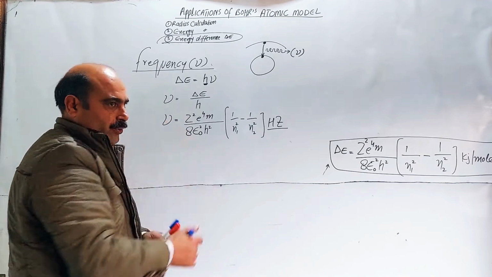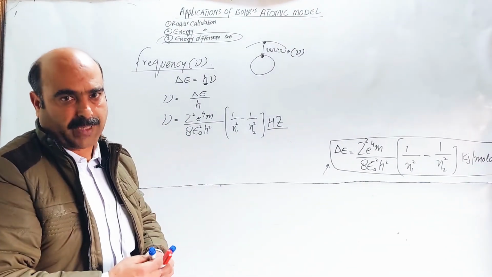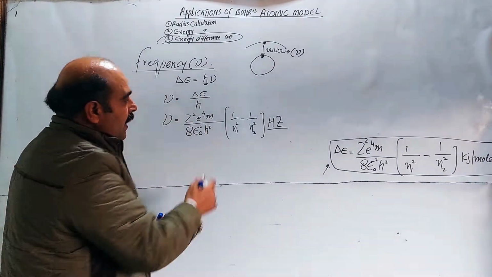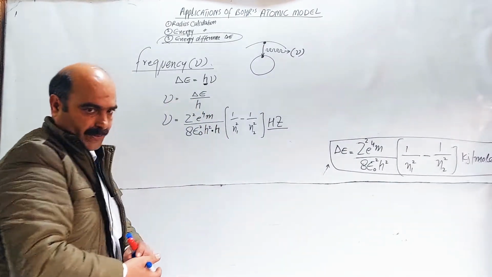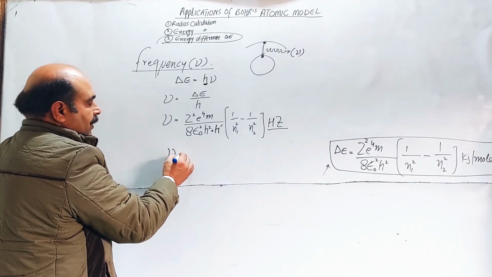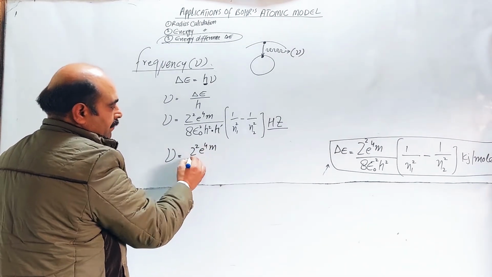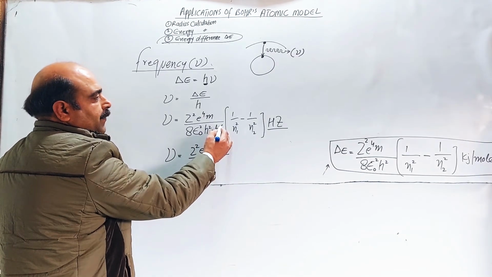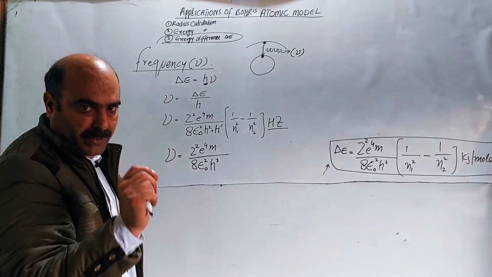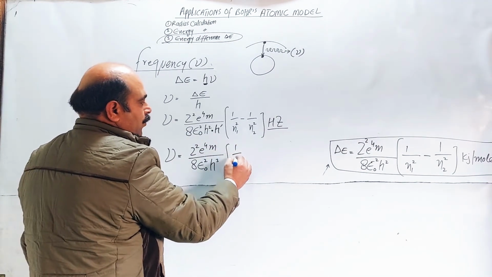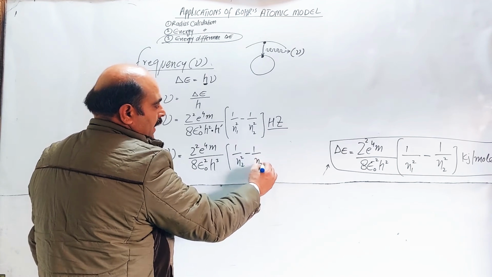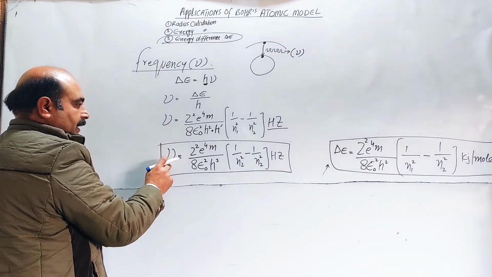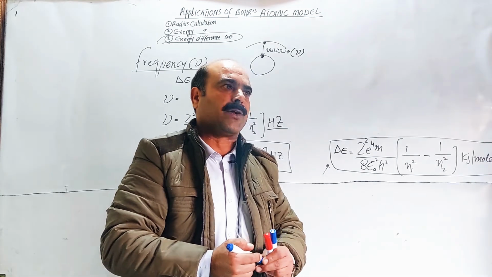This is the delta E value. Dividing by h, here is h, the Planck constant, with power 1. Next, nu is equal to Z square e4m divided by 8 epsilon naught square h cube, since h power 2 times h power 1 gives h power 3, because in multiplication powers are added, into 1 over n1 square minus 1 over n2 square hertz.